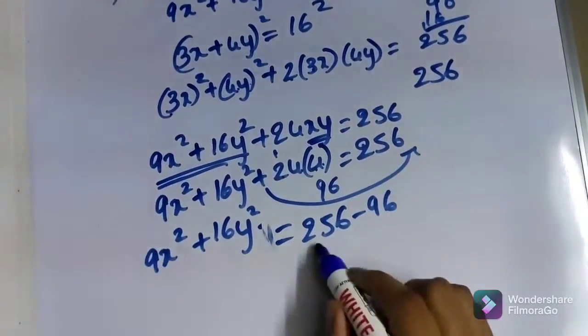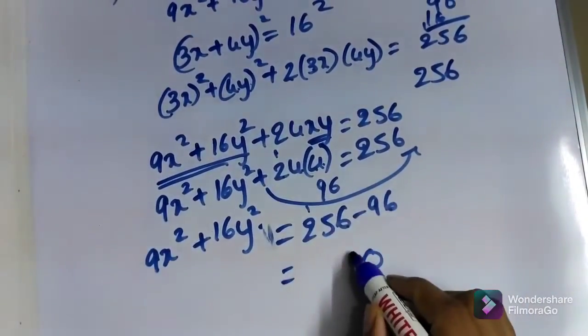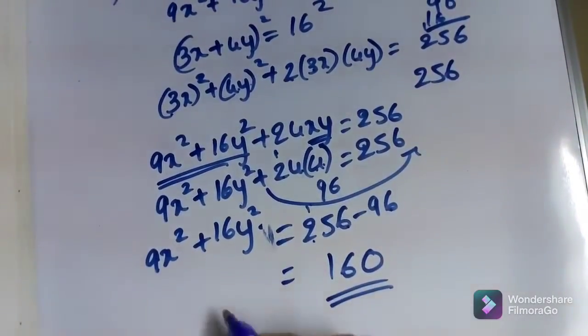What is the answer for this? 6 minus 6 is 0. 15 minus 9 will give 6. 2 minus 1 is 1. 160 is the answer for 9x square plus 16y square.